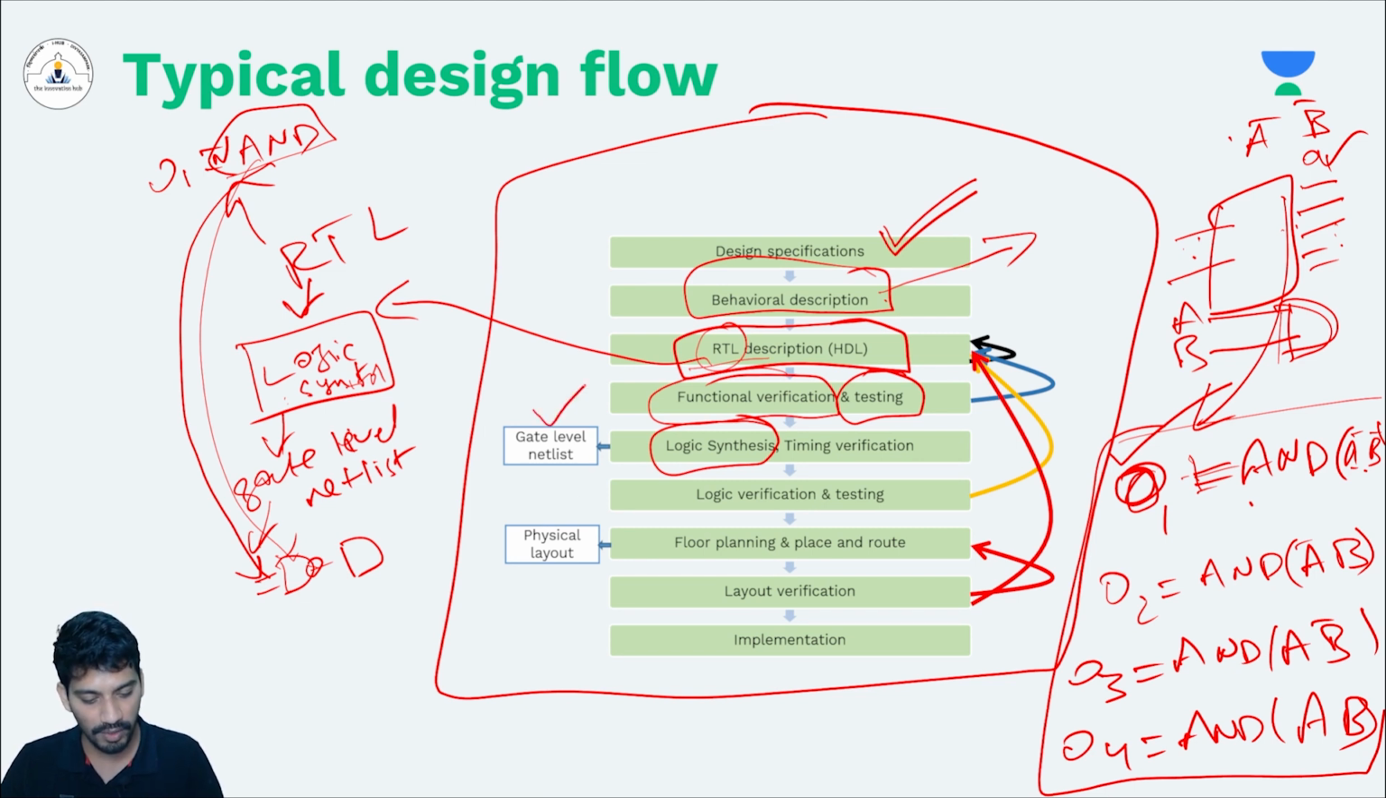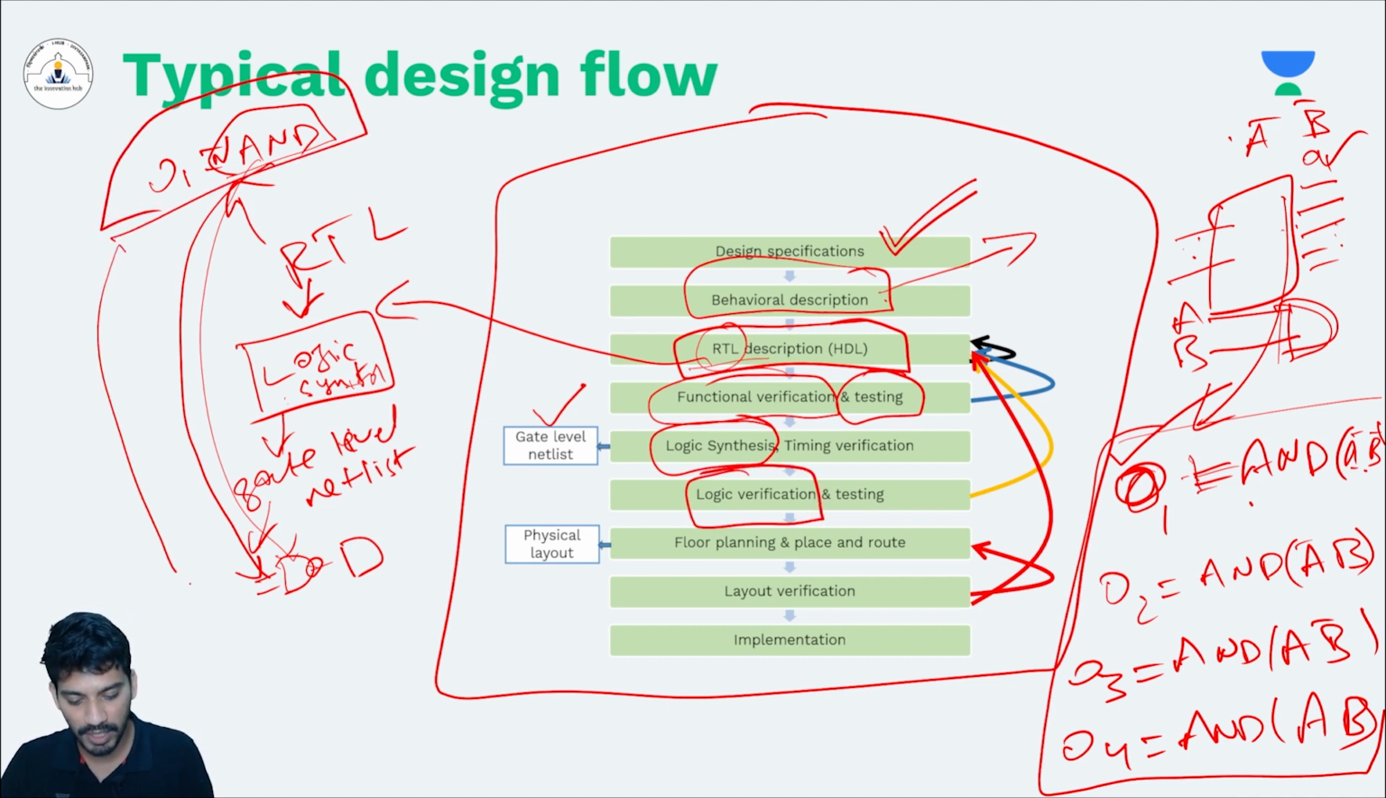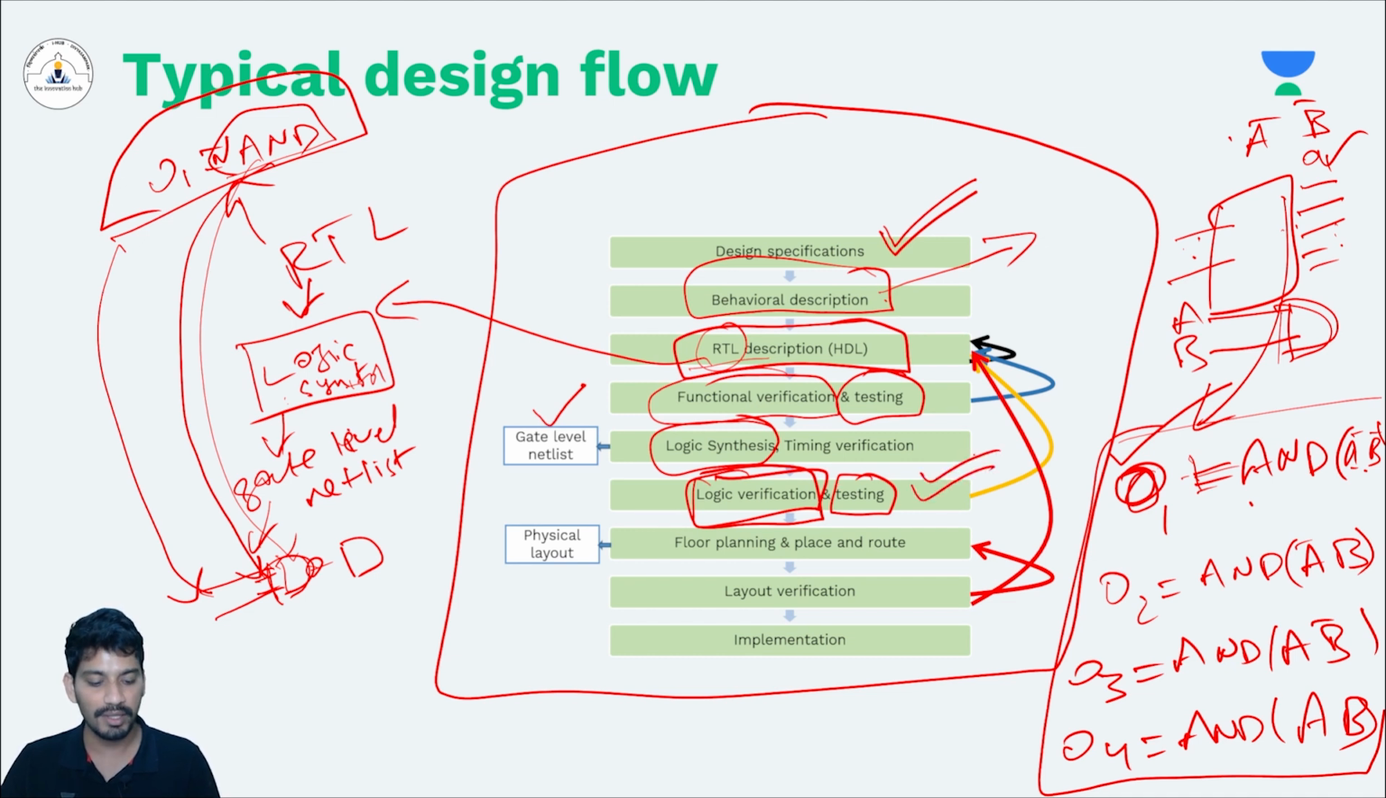Once you get the gate level netlist, again you will do your logic verification, whether the same logic is getting applied here or not. Maybe the AND gate is corrupted, or maybe you are using a different kind of AND gate. So you need to again verify your design and test the design, and once you are confident that the design is giving the same functionality, then you will move to this step called floor planning and place and route.